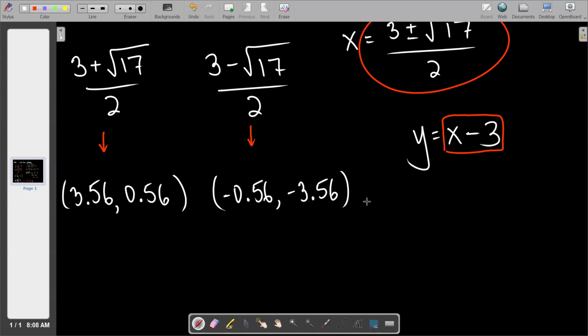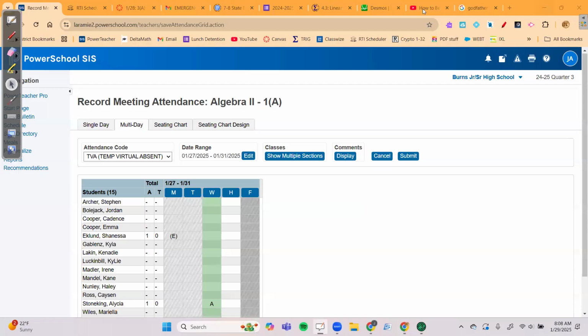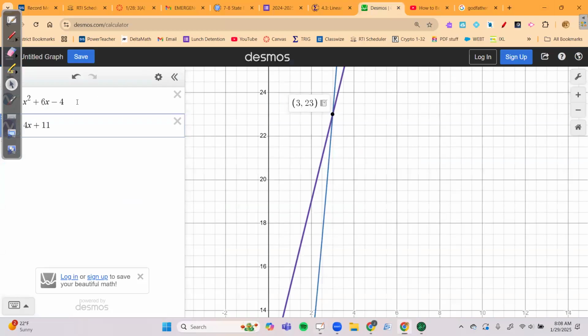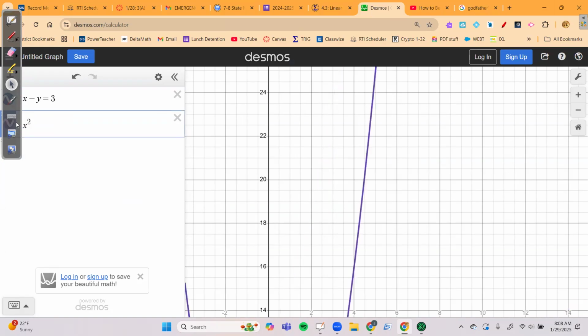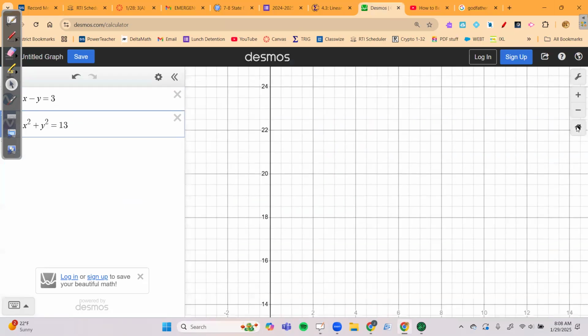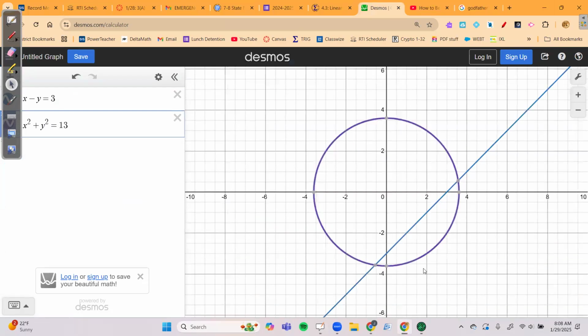So just to finish this off and make it feel pretty sweet, let's Desmos this bad boy real quick, just because why not, right? Because that'll be fun. Desmos is the best. So for my first one, I'm going to type in x minus y equals 3. You can type in your equations in any format. Desmos will take it any way you've got it. And the other one was x squared plus y squared equals 13. And then I'm going to zoom out. And there's our 2 crossing points.